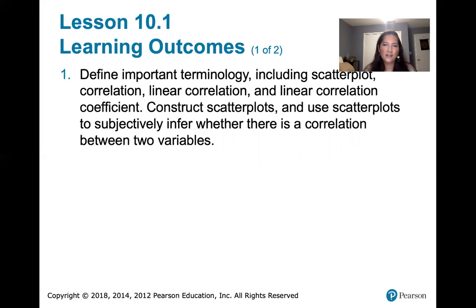We will construct scatter plots and use scatter plots to subjectively infer whether there's a correlation between 2 variables. We've actually already done this. We did this back in chapter 2, but we're revisiting those ideas again here.